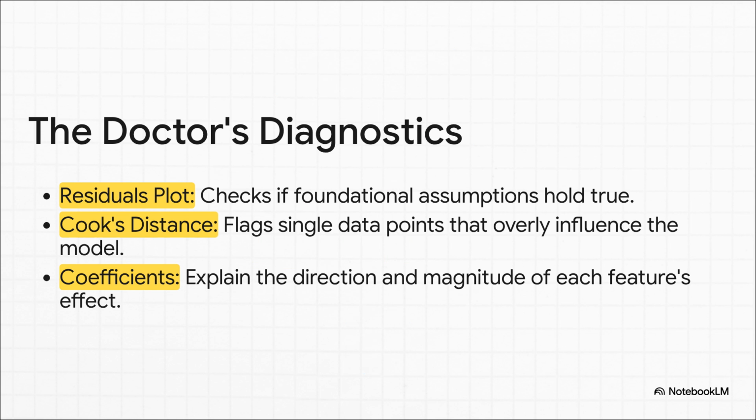The residuals plot. Think of it like an EKG for your model. It's the best way to just see if the model's basic assumptions are holding up. Cook's distance is like checking a vital sign. It tells you if there are any single data points that are having a massive, unhealthy influence on the whole model. And for a linear model, you have to check the coefficients. They tell you exactly how each feature is affecting the final outcome.